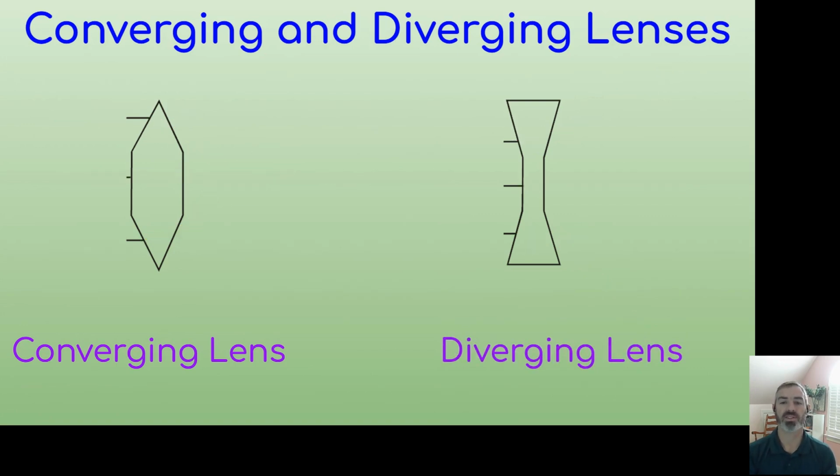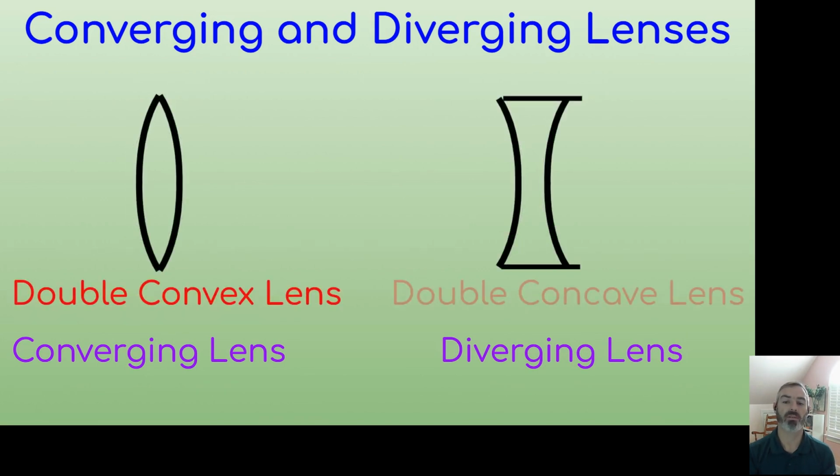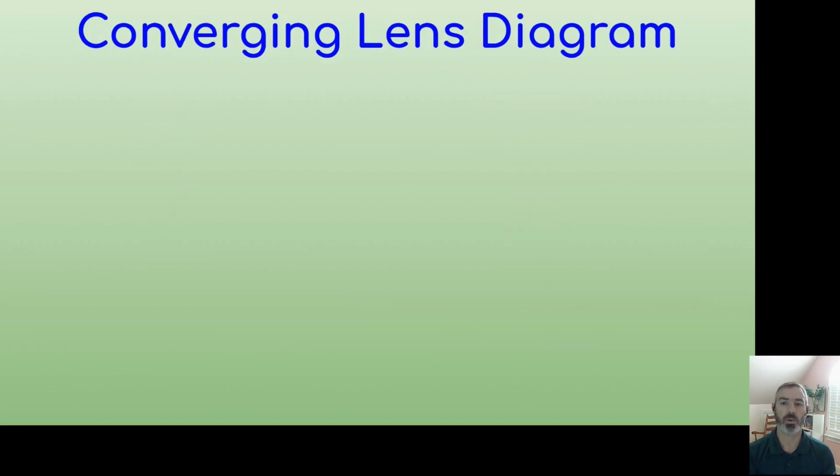Now, if we look at these instead of straight lines, we look at them as curved, we have a double convex and double concave lens, double convex being a converging and double concave being a diverging lens. So let's start with the converging lens or double convex lens.